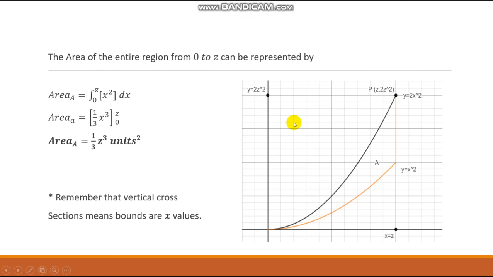Because we're doing vertical cross sections, and because area A is from the origin to point P, our bounds will be from 0 to z, since the x value of point P is x is equal to z. And so, area of A will equal the integral from 0 to z of x squared times change of x. The integral of that will be 1/3 x cubed from 0 to z, and when you expand that out and simplify it, area A will equal 1/3 z cubed units squared.